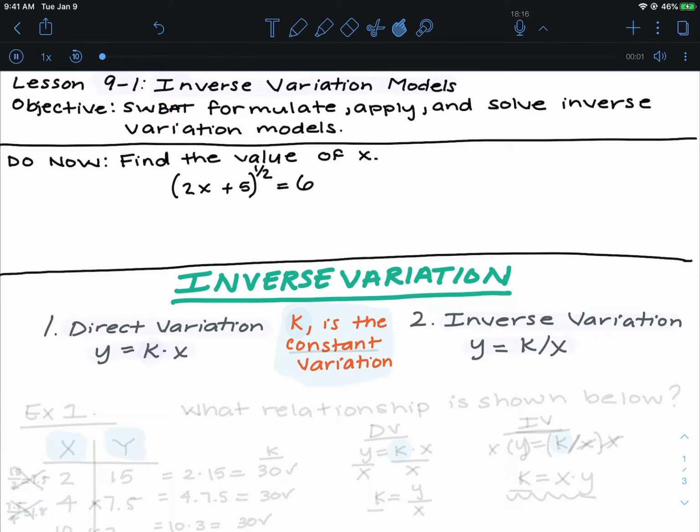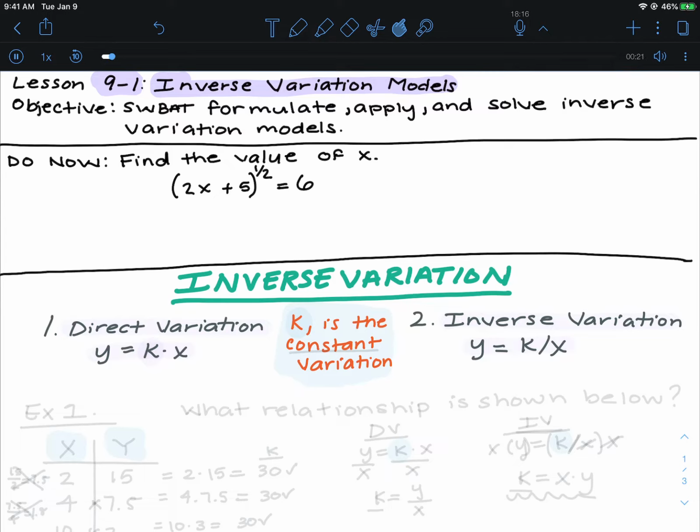Okay guys, so we are now officially done with Unit 8. We are moving on to Unit 9. Today's lesson is going to be about inverse variation models. There's the do now. You guys should have done the do now by now in the Microsoft Forms. So let's go ahead and begin with today's lesson.